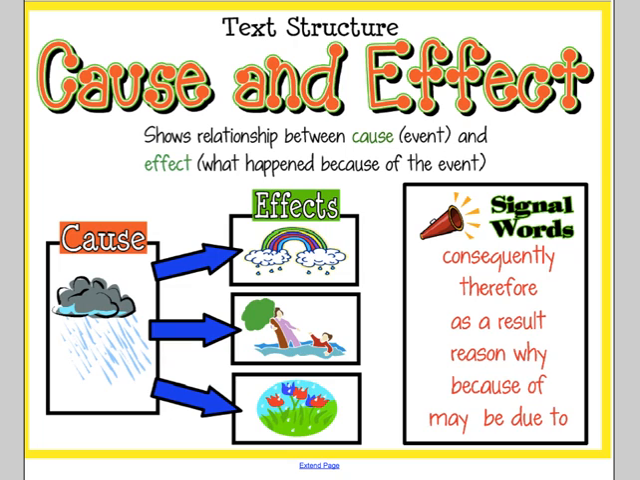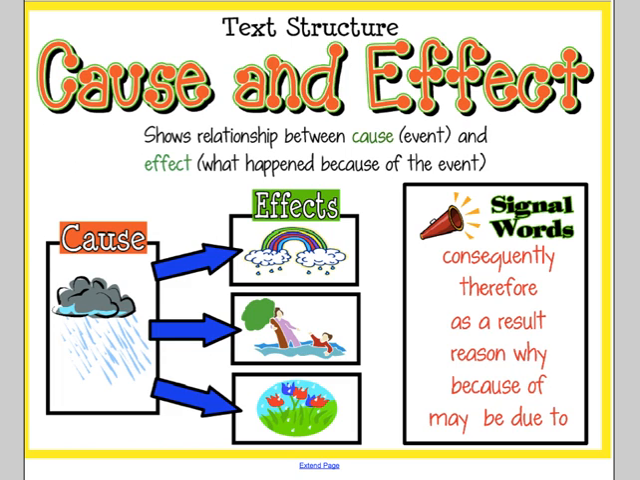Next up is the text structure of cause and effect. So cause and effect shows a relationship between the cause, which is an event, and the effect of what happens because of the event. Lots of times you'll see little planners like this where the cause is maybe a rainstorm and the effect is a rainbow, or maybe a flood, maybe even somebody getting hurt or dying from that flood, or a rain shower can also just cause spring flowers to grow.